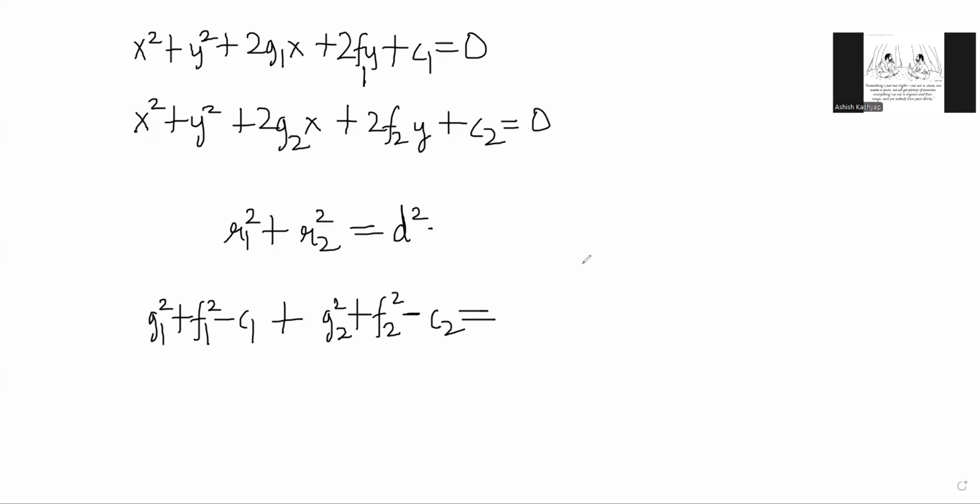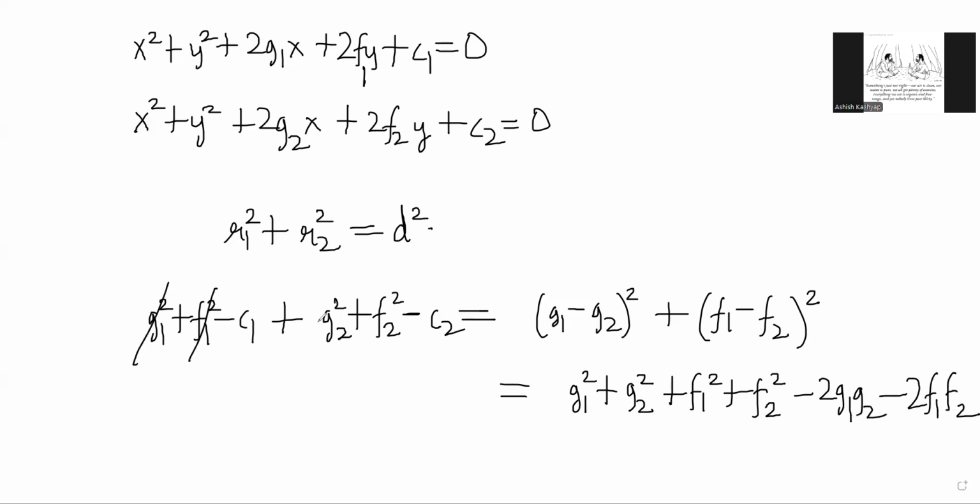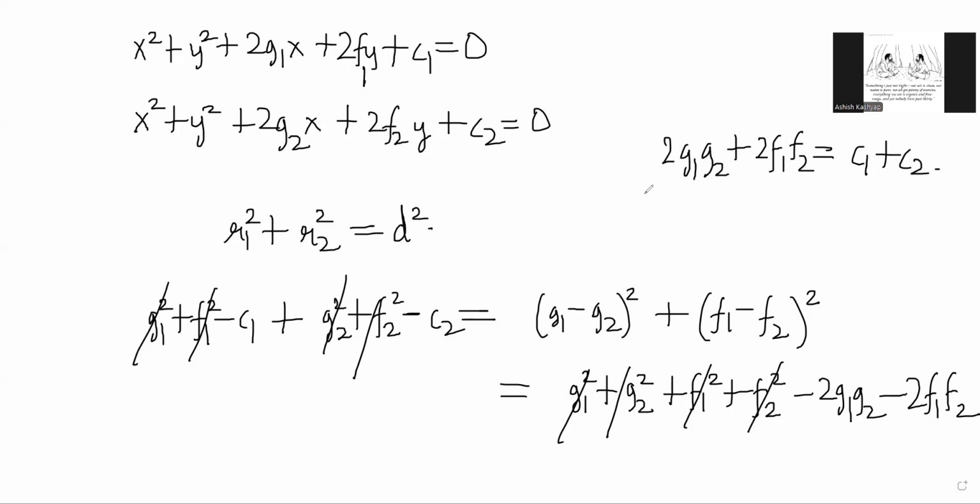And d square is the distance between the centers, which will be g1 minus g2 whole square plus f1 minus f2 whole square, right? So notice that on the other side also you're getting g1 square plus g2 square plus f1 square plus f2 square, and you're getting minus 2 g1 g2 minus 2 f1 f2. And this side also you have these terms, so all these four square terms get cancelled, and finally you get the condition 2 g1 g2 plus 2 f1 f2 is equal to c1 plus c2.